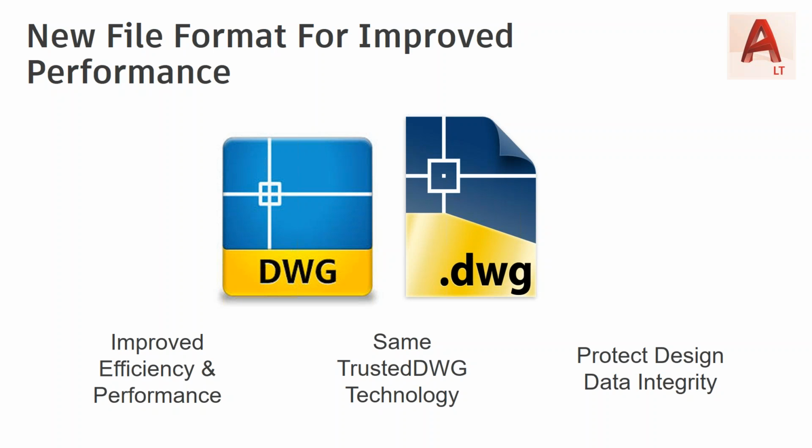So as always, you can save back to earlier DWG versions, all the way back to R14. If you have some collaborators who are stuck in the Stone Age and you want to send them a file, you can save all the way back. And you can open drawings that are in older formats. But if you save in the 2018 version, you'll get to take advantage of the same trusted DWG technology as well as the improvements in efficiency and performance, and as well as security.